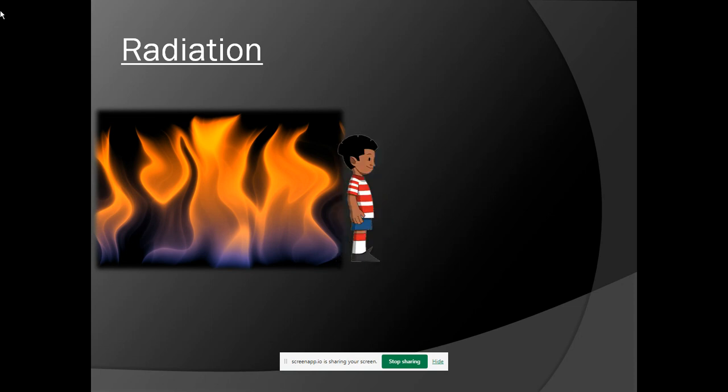Another example. If you stand close to a fire with your hands in front of you, your hands will get very warm very quickly. If you stand further back, it takes longer for you to feel warm. So, there are many other examples like this as well.